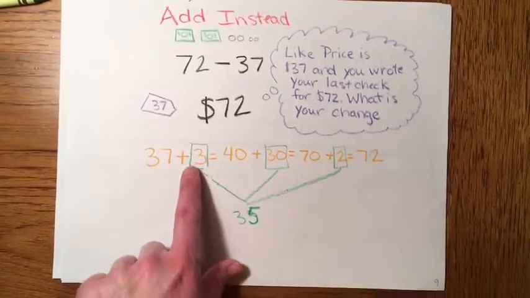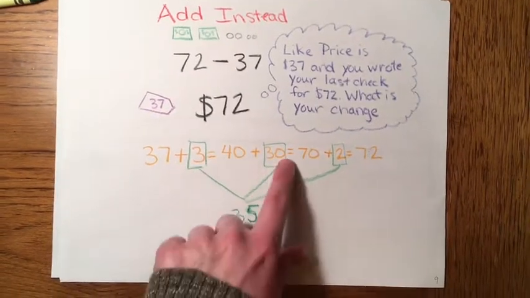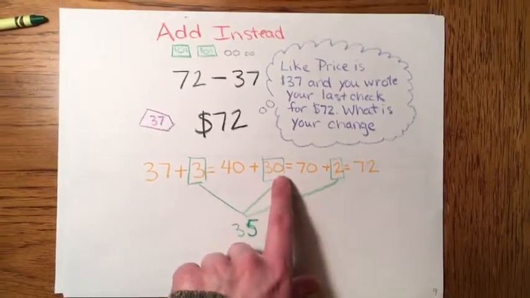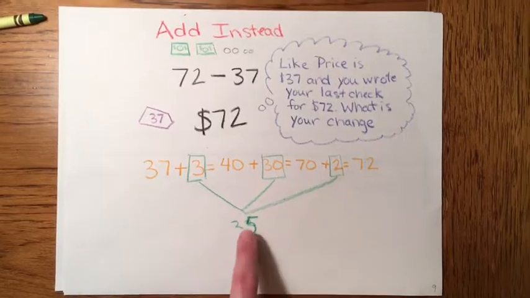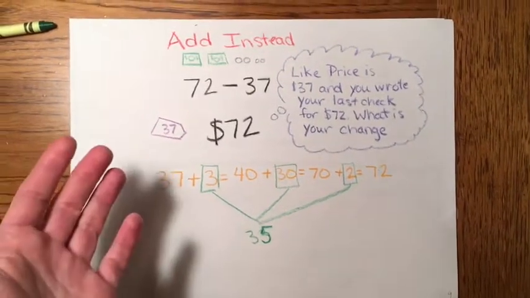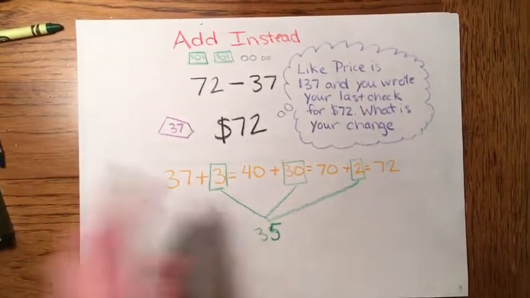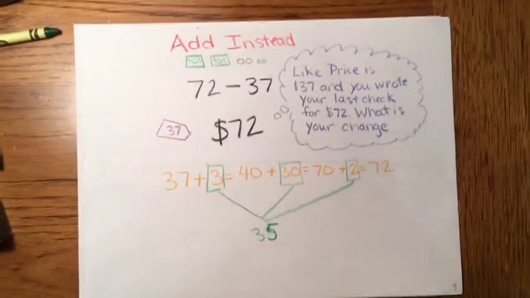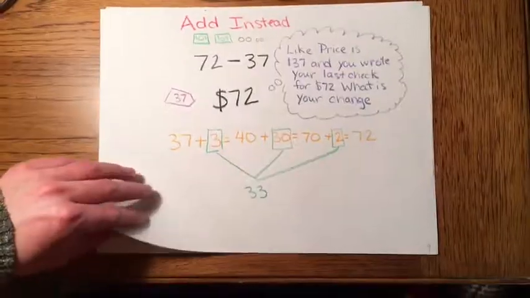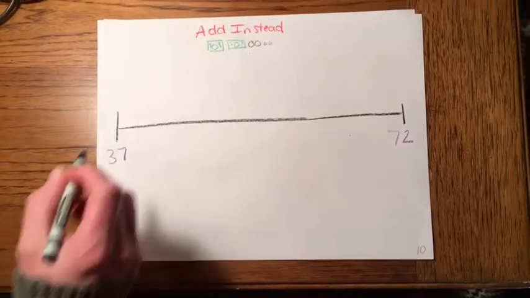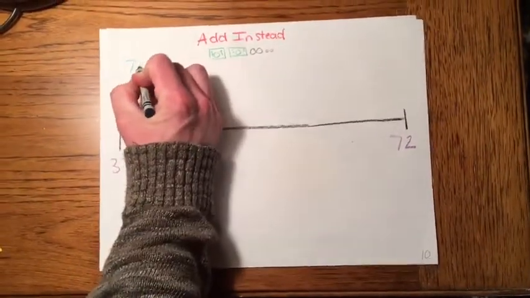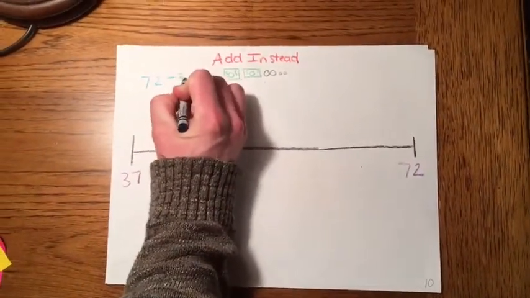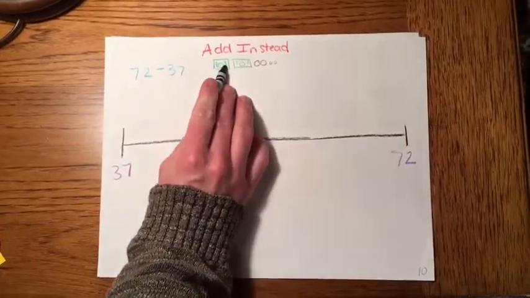So when we find our answer, what we're going to do is put all these numbers together. 3 plus 30 plus 2 is going to equal 35. 72 minus 37 is 35, just like it was in the rest of the problems. We're on a number line. So we're taking that 72 minus 37, but we're making change, so we're adding instead.